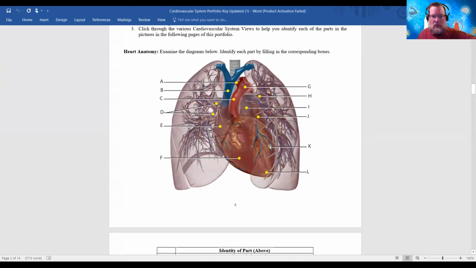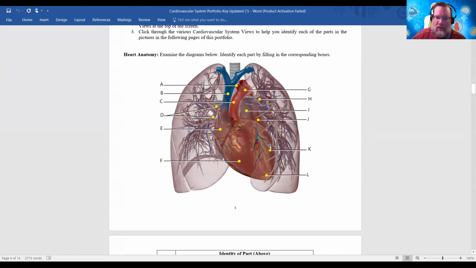Then we get into some identification. I think for the most part, these are also pretty straightforward. We do have the apex of the heart. This is not pointing necessarily at one of the chambers, because E and F are two chambers, and then J and K are the left side chambers, and then L is going to be what we call the apex.